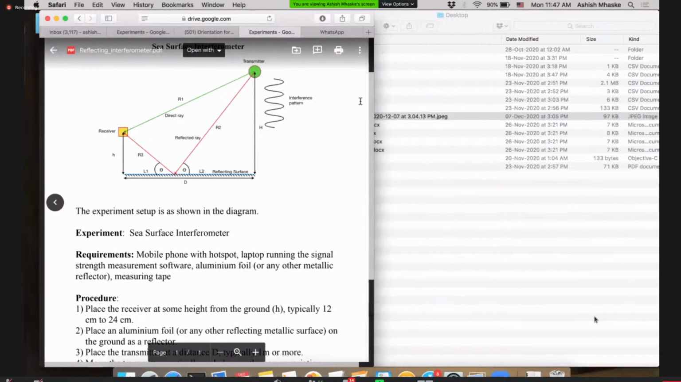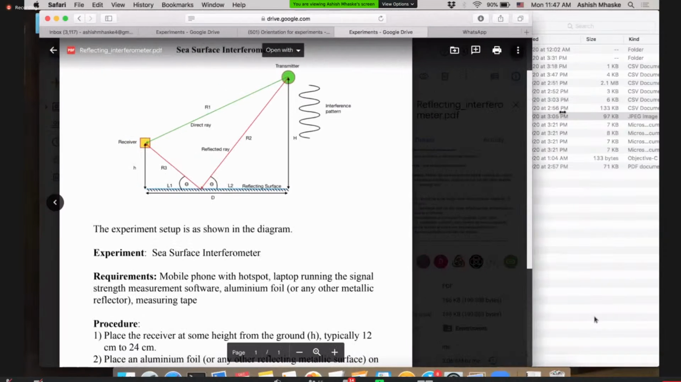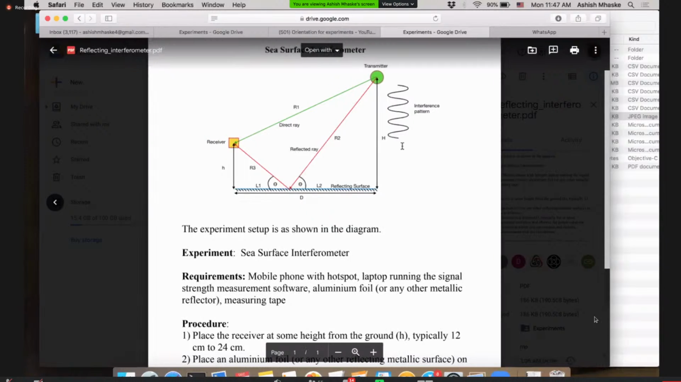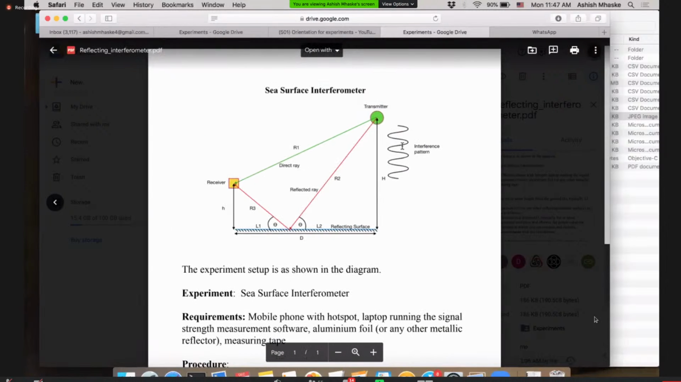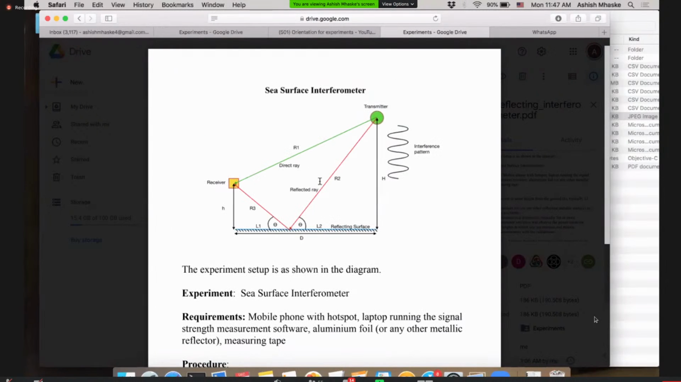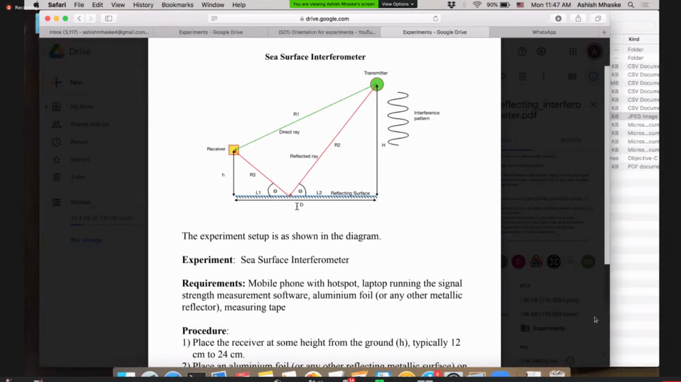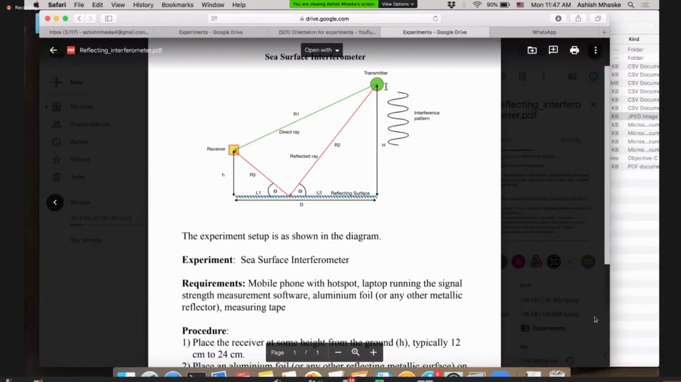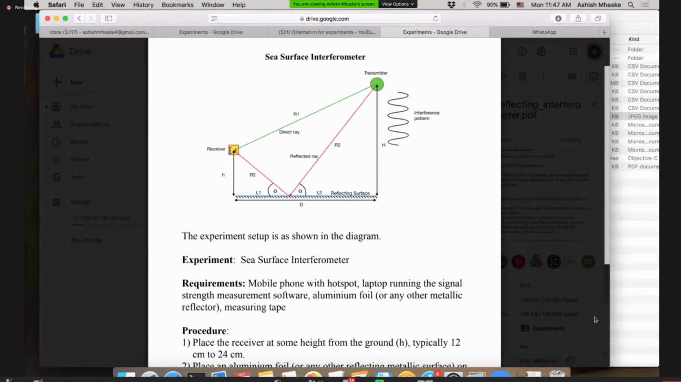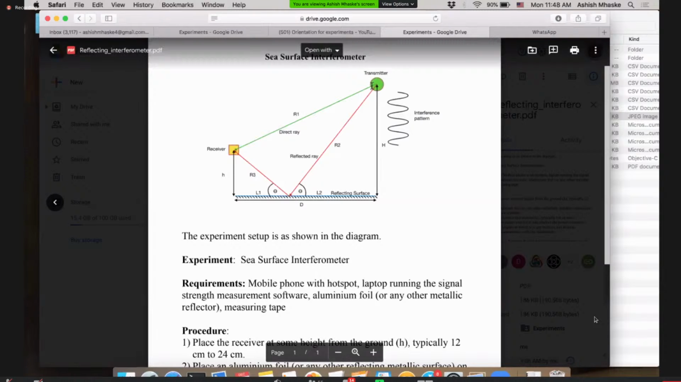As you can see here, what we are doing in this experiment is trying to see an interference pattern. Desh can probably elaborate on the historical significance of this experiment and how it was used in radio astronomy. But the setup is as shown in the diagram. You have a receiver and a transmitter. Let's assume this is your laptop, and the transmitter is your mobile phone.